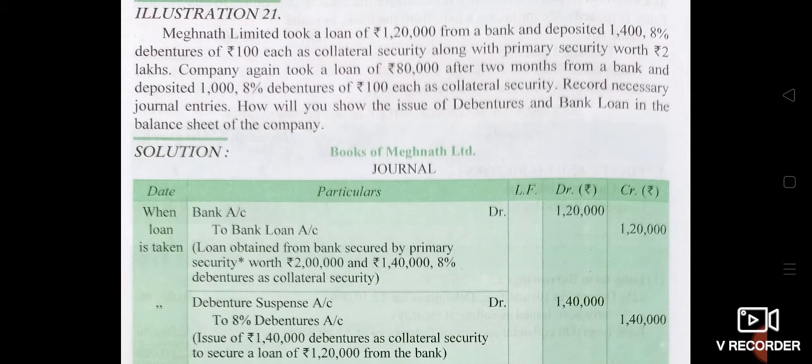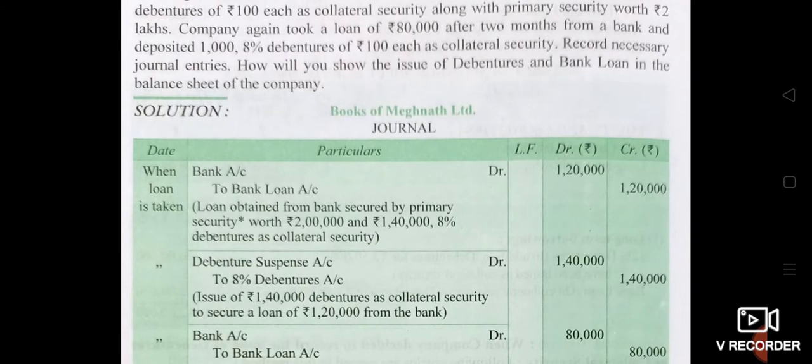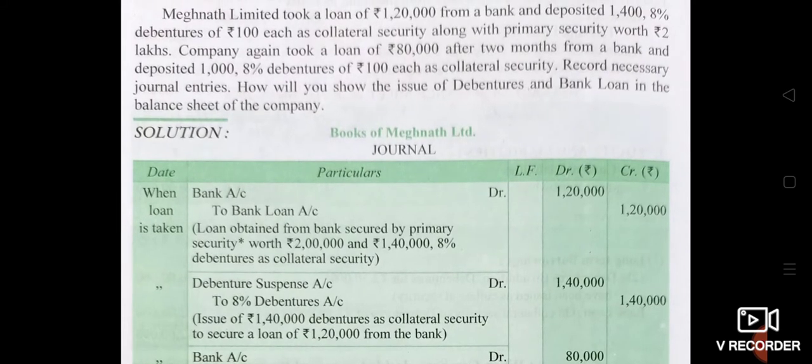Okay, the problem tells us that first the company took a loan of 1,20,000, then again the company took a loan of rupees 80,000 after 2 months from a bank and deposited 1,000 8% debentures of rupees 100 each as collateral security. Record necessary journal entries. Now when the first loan is taken, we have to pass the entry, that is bank account debit to bank loan account 1,20,000, loan taken from bank secured against primary security worth rupees 2 lakhs and secondary, that is collateral security of rupees 1,40,000. This is the narration for loan taken.